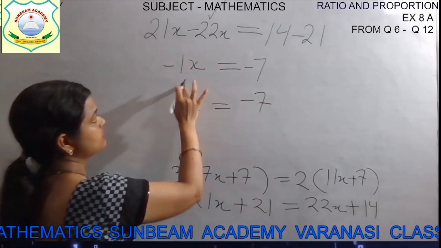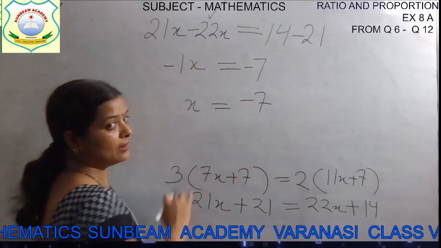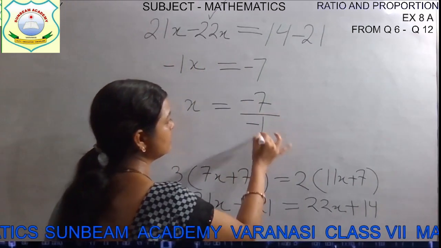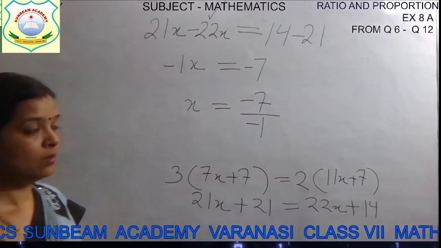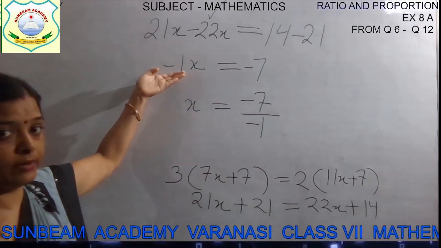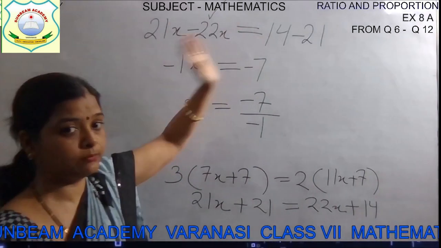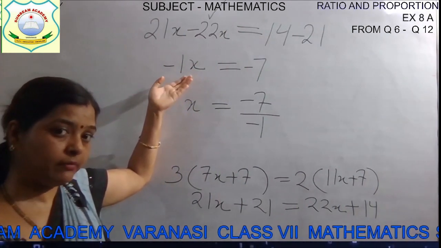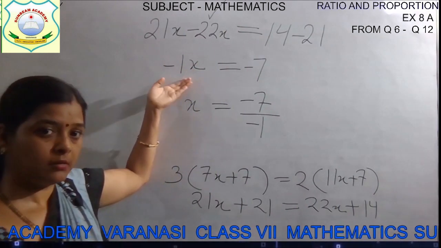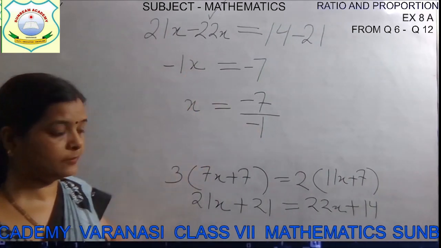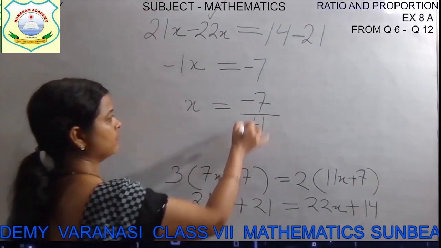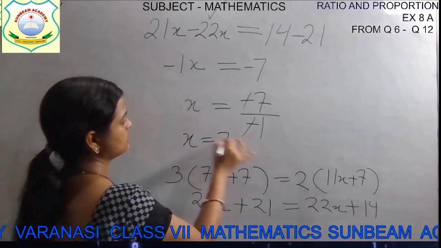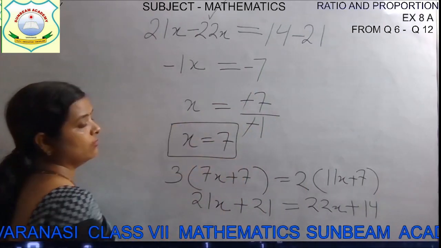Now we have to transpose this minus 1 to RHS. Minus 1 is in multiplication, so it will go for division along with the sign, children, because we are shifting a part of it. We are transposing a part, not the whole term to that side. That's why we will carry the sign along with the number. Minus 1, so transpose it here. Now when you will simplify, minus will get cancelled out. x is equal to how much? 7. This is the value of x.